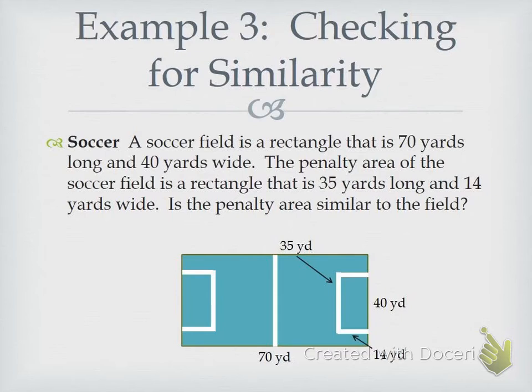Okay, so again, if you remember back to setting up proportions, I know it's been a while, but remember we have to be comparing the same thing on both sides of the proportion. So it's length of the field over length of the penalty area equals width of the field over width of the penalty area. There's a couple different ways to do it, but you have to make sure you're comparing the same thing.